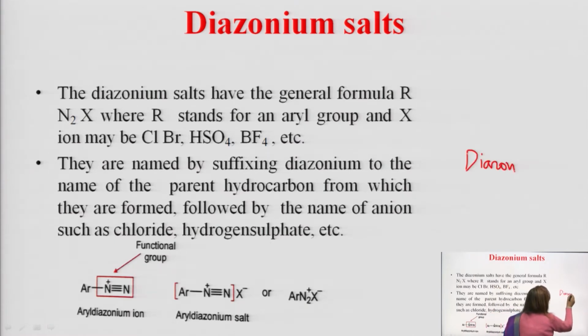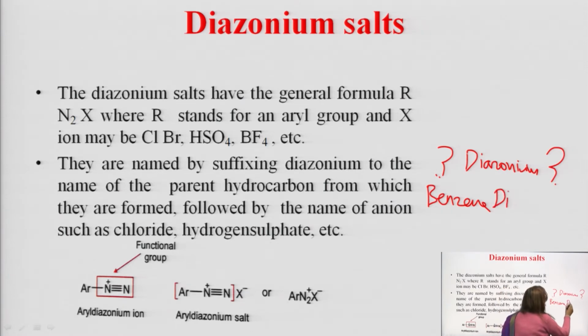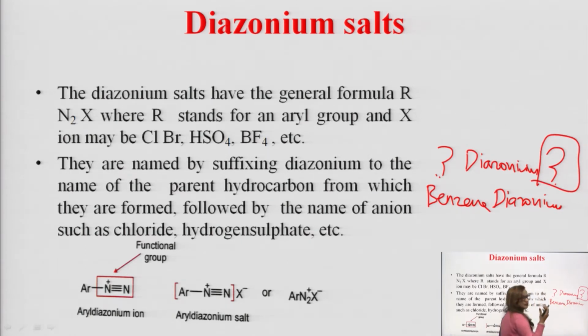First, diazonium, okay? You have written diazonium. Now two things are there, one question mark is here, one question mark is here. In this place you have to write the parent ring. Parent ring means to which this diazonium is attached. Suppose it is attached to benzene, then the name becomes benzene diazonium, and in this place you have to write the anion.